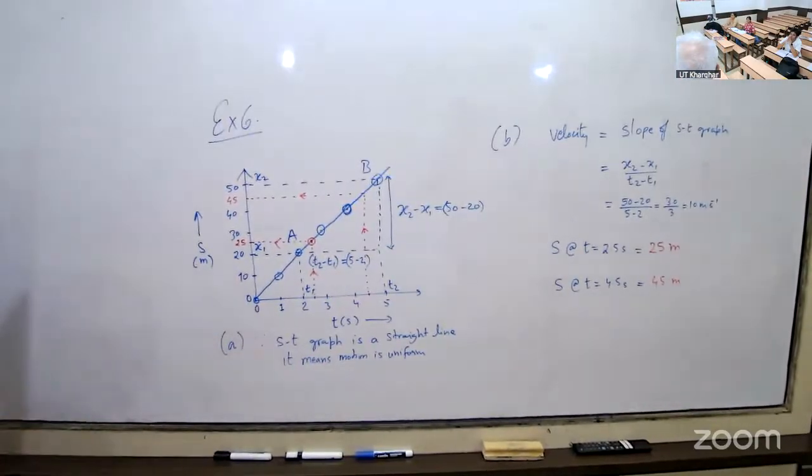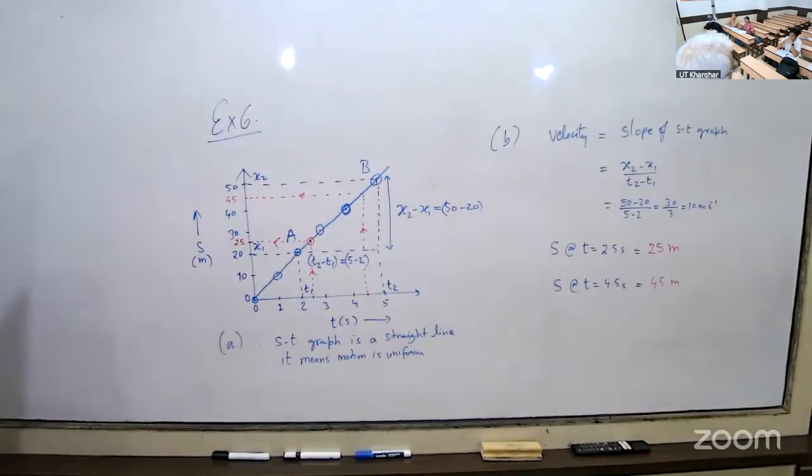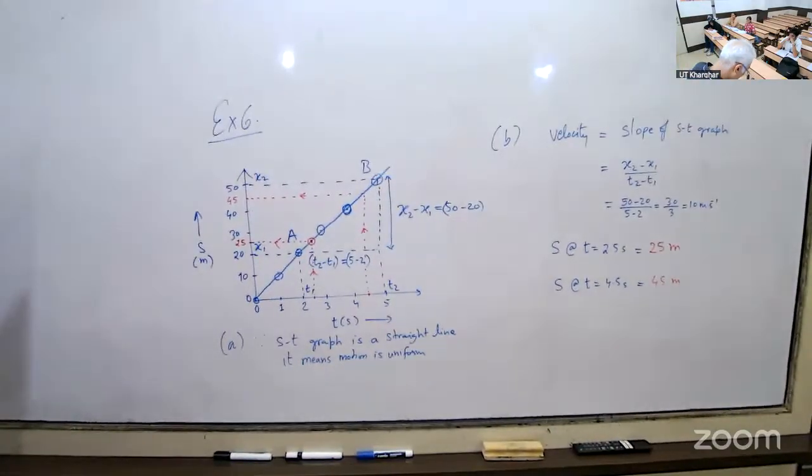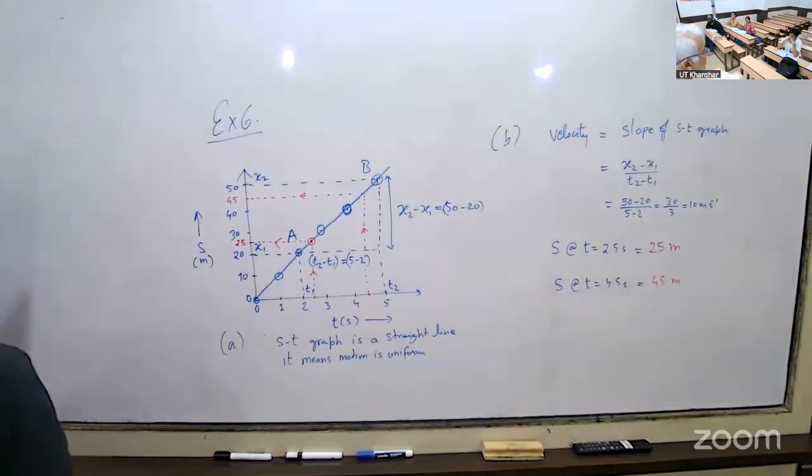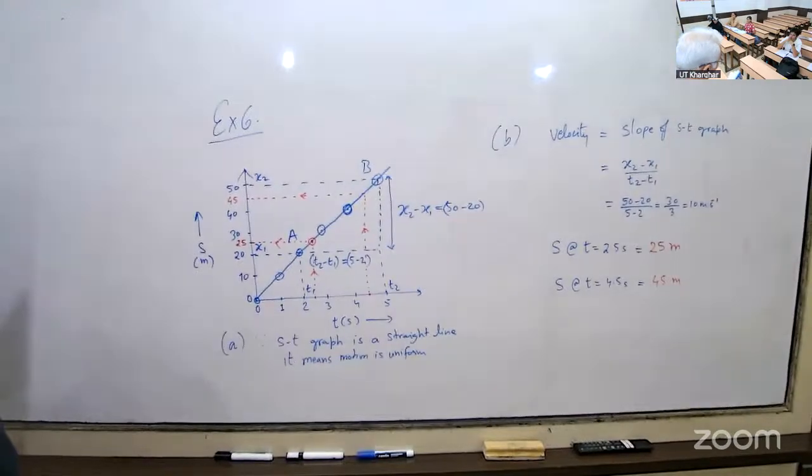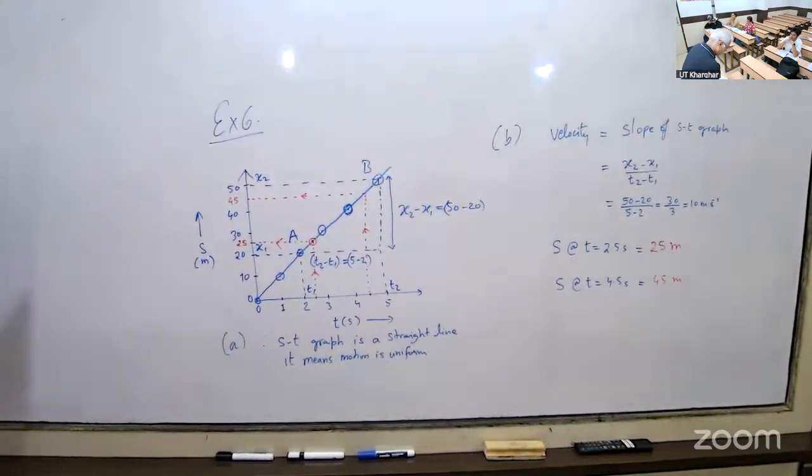So basically, in a graph you have to find the slope. In an ST graph, the slope will give you velocity, and in a VT graph, the slope will give you acceleration. Okay? Is this clear? Yes. So we have completed this displacement time graph. Now we'll begin with velocity time graphs. Okay. Let's start.